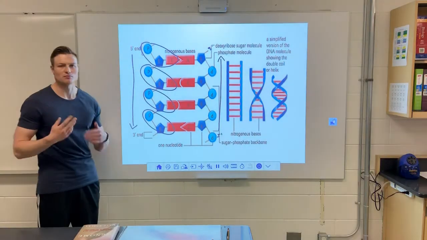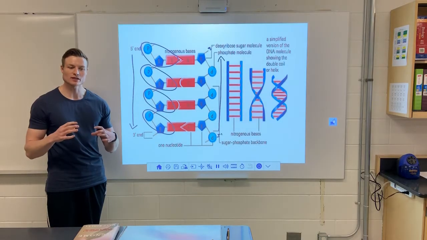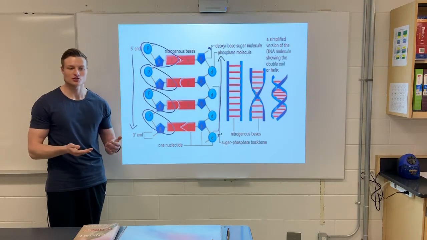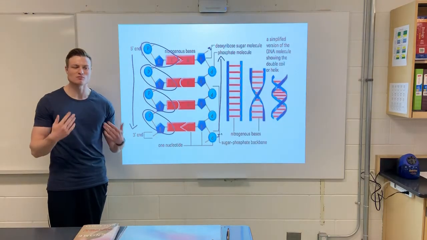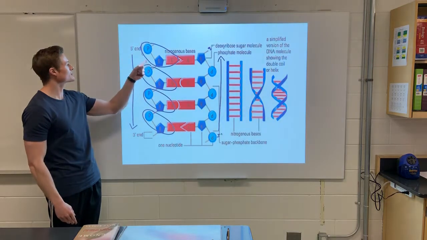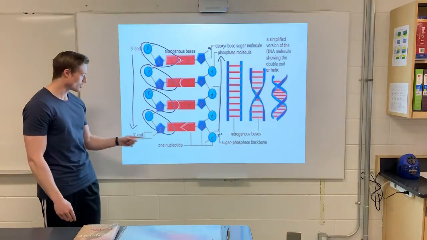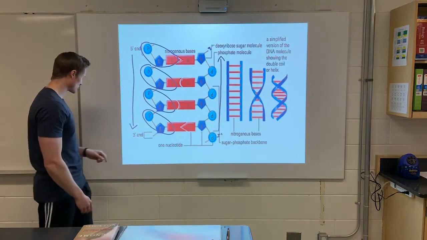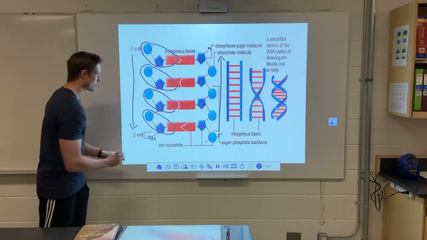In terms of the primes, the 3 and the 5, all that really means is what carbon the molecule is bound to. So if you've taken Chem 30, you might know about organic chemistry, labeling carbons. All this means is the phosphate is attached to carbon number 5 in the sugar. Okay? All this means is the OH group, there should be an OH group at the bottom here. The OH group is attached to carbon number 3.